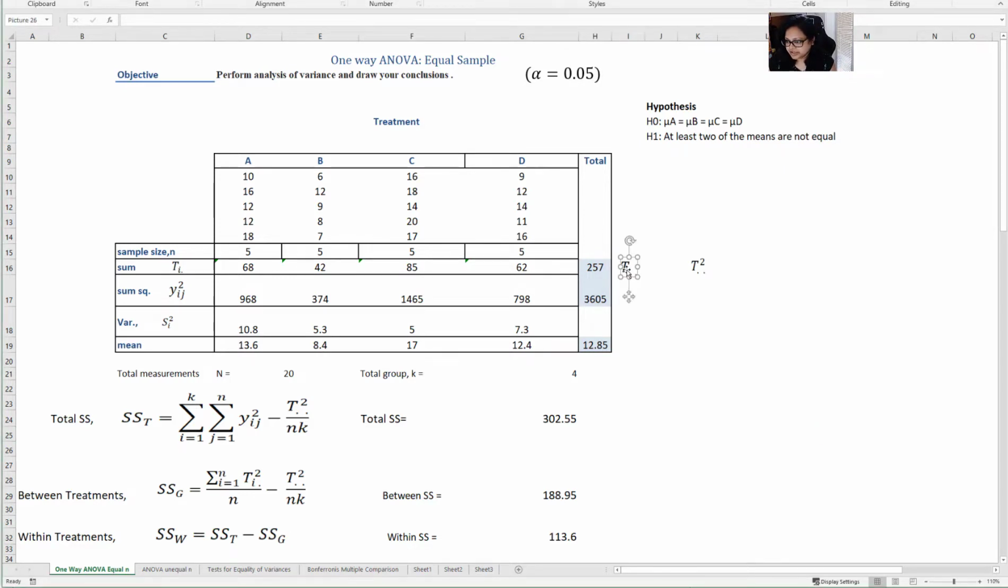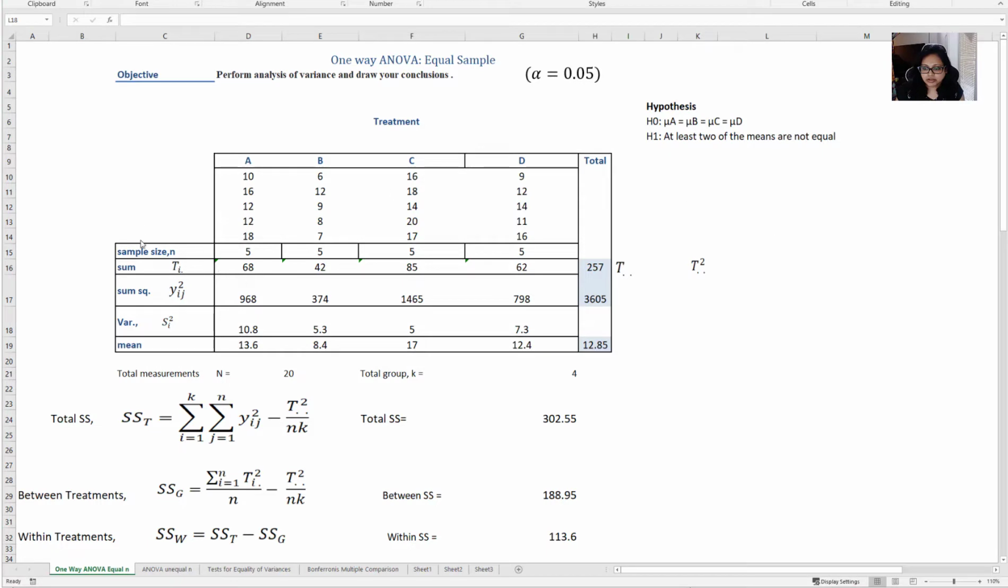So you can see that whenever I sum them all, what's the total of all observed values? That's what we call T dot dot. The dot we used, let me define why I use the dots.